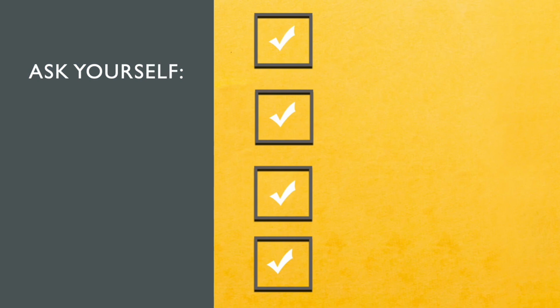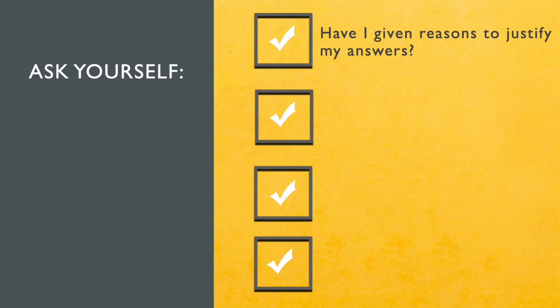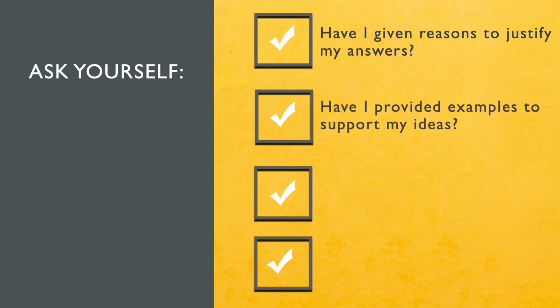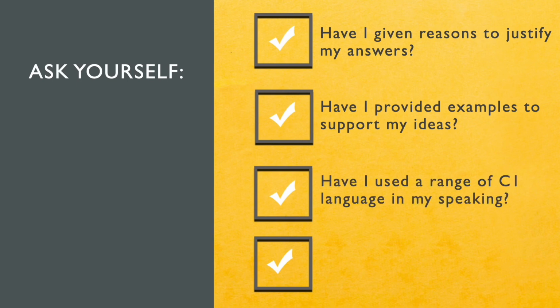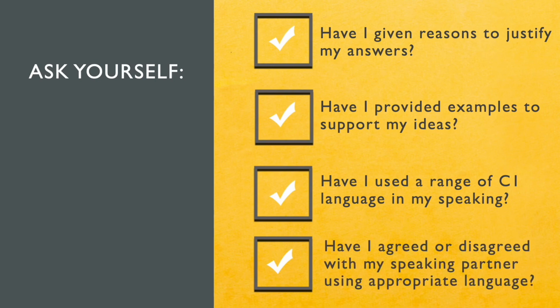So now it's time to do a final self-assessment. So some of these questions might be repeats from before, but it is important just to go through them one by one to make sure you didn't miss anything out. So have I given reasons to justify my answers? Have I provided examples to support my ideas? Have I used a range of C1 language in my speaking? And have I agreed or disagreed with my speaking partner using appropriate language?